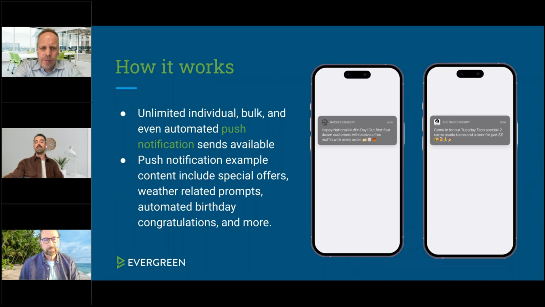An example of a bulk push notification would be based on the weather. If it's really hot outside, you want to remind people to come in and get a cold beer. And an example of an automated push would be a birthday congratulations that you can send to people X amount of days before their birthday to entice them to come in and maybe bring a large party with them to have a birthday celebration at your location.